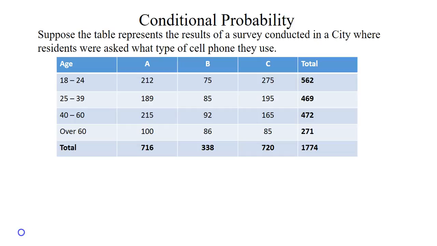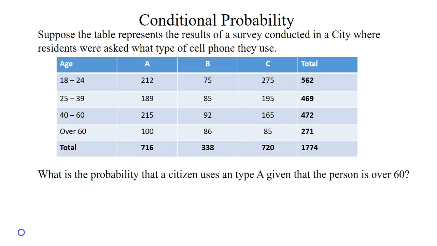Suppose that the table represents the results of a survey conducted in a city where residents were asked what type of cell phone they used. So we have cell phone types A, B, and C, and we have age ranges given. We want to find the probability the citizen uses type A given that the person is over 60. Since we already know that the person is over 60, we're only going to consider that data.